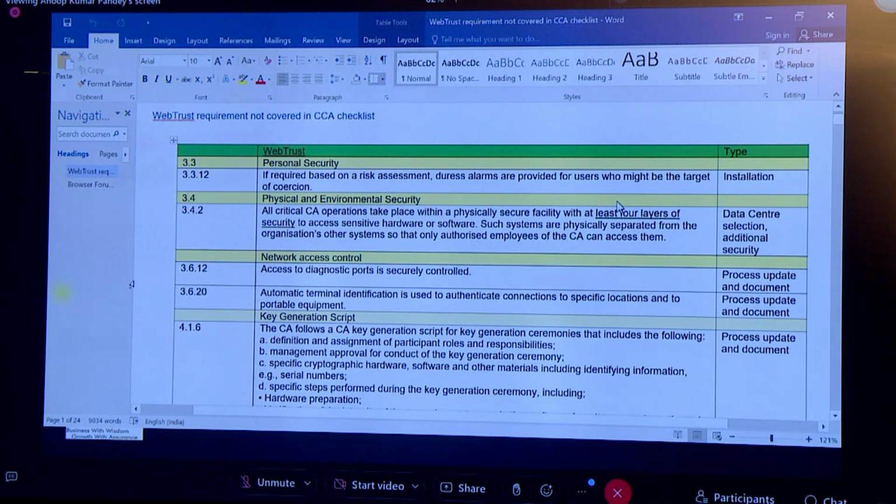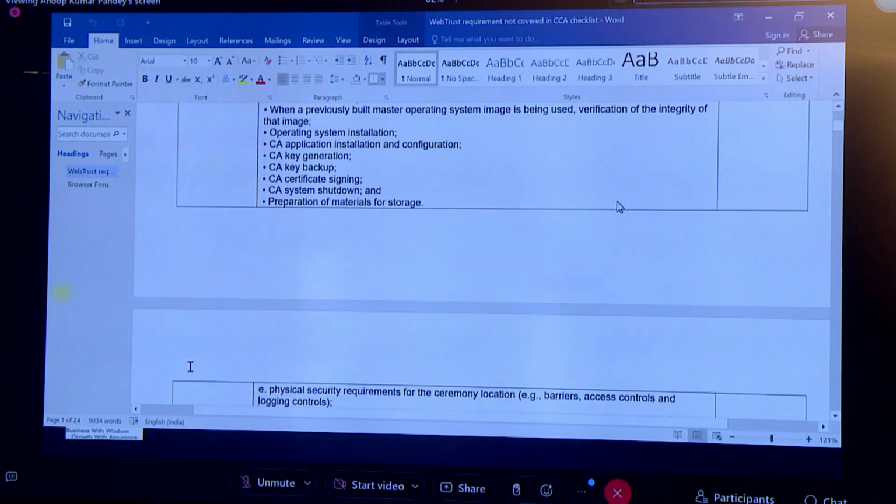So when we generate the key, you do a key ceremony, right? When a key is generated, you do a key ceremony. In the key ceremony, what exactly needs to be checked is not mentioned anywhere. In our WebTrust audit list, we don't have it.